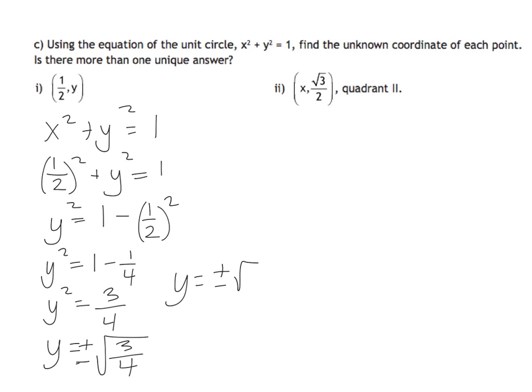I'm going to change this to √3/2. Because if you remember back to radicals in grade 11, you can't have a square root on the bottom. We have to simplify that. This one's easy to simplify because it's a perfect square. But there's the y value. So is there more than one unique answer? Yes. There's √3/2 and negative √3/2. And we're just going to leave it like that. You could get a decimal answer, right? But when we're working with the unit circle, we're going to leave our answers in radical form.